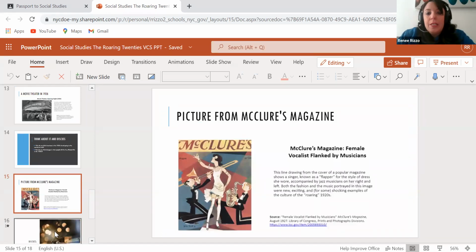Picture from McClure's magazine, female vocalist flanked by musicians. This line drawing from the cover of a popular magazine shows a singer known as a flapper for the style of dress she wore, accompanied by jazz musicians on her right and left. Both the fashion and the music portrayed in this image were new, exciting, and for some, shocking examples of the culture of the roaring 1920s.